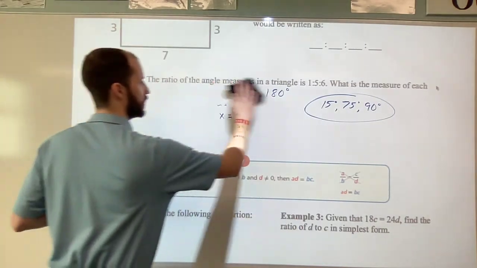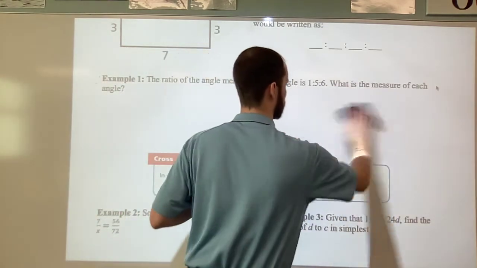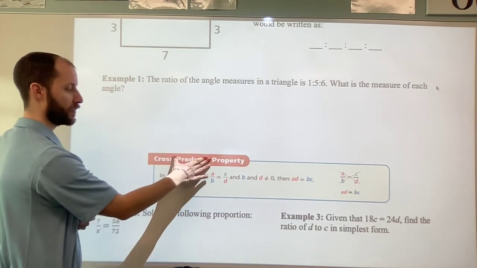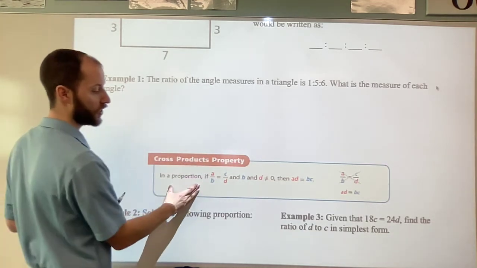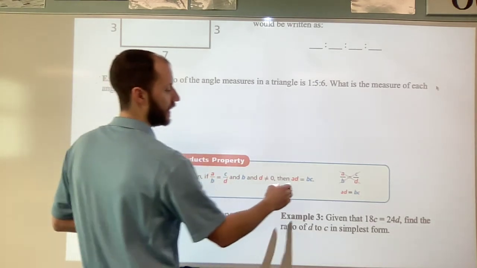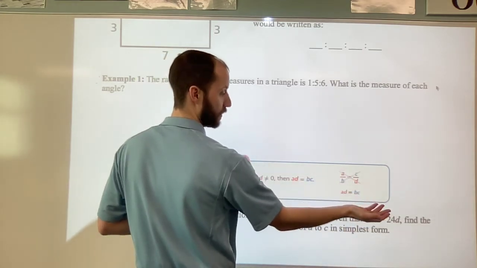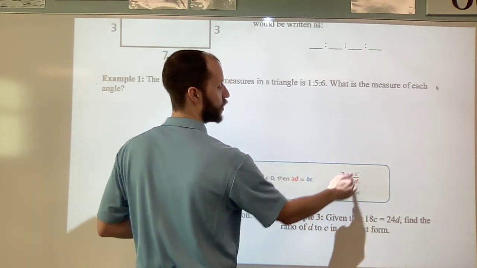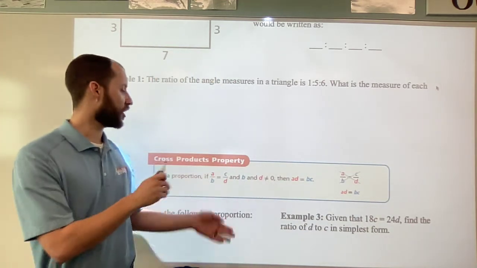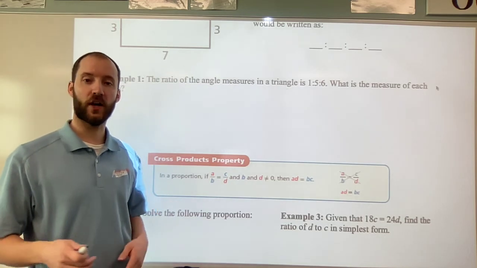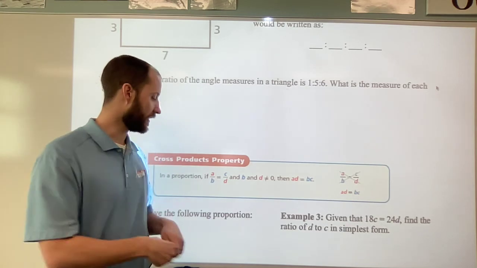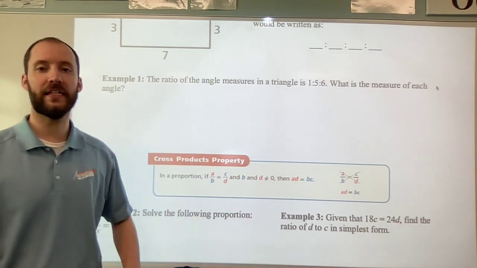Also in this section, looking at something you've seen before, the cross product property. If you have a proportion, so 2 ratios that are equal to each other, then you can cross multiply. So A times D equaling B times C. Using that cross product property to set up and solve examples 2 and 3, look at those and then check your answers with my completed notes online.